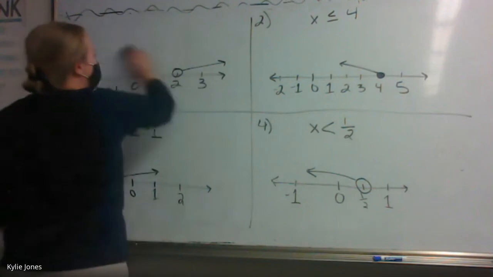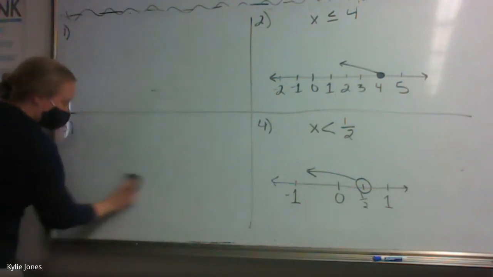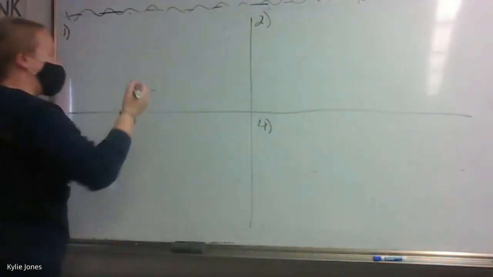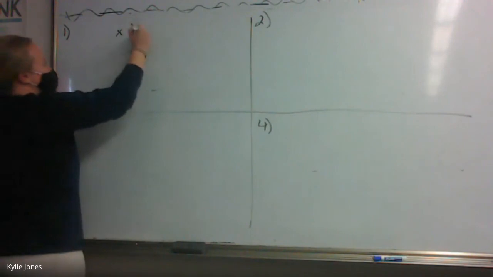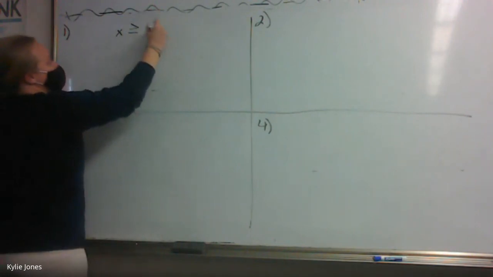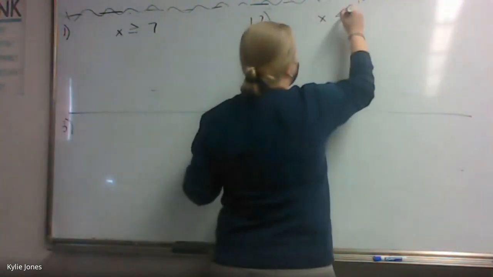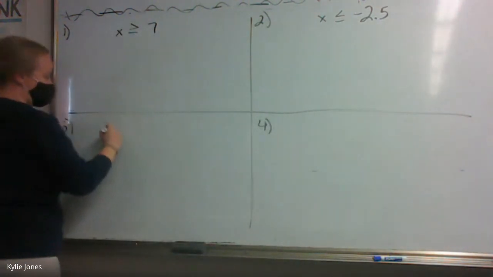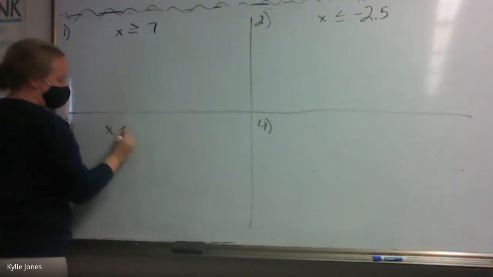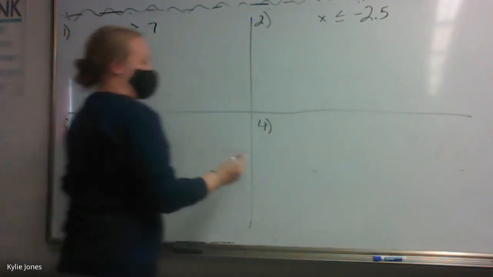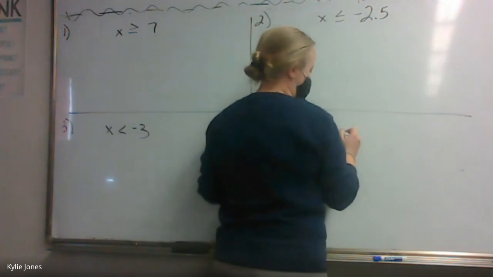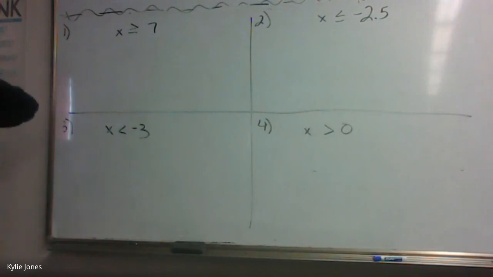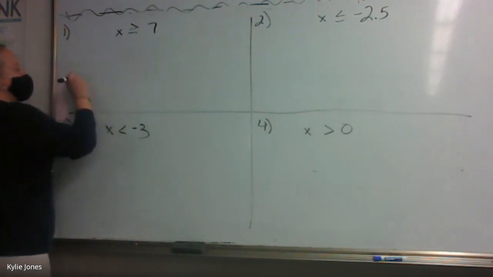Okay, let's do 4 more of these, because why not? I'm going to let you do all 4 this time. First one, x is greater than or equal to 7. X is less than or equal to negative 2.5. X is less than negative 3. X is greater than 0. Okay, that looks good. Go ahead and draw your graphs for those, please. Start with your number line. Put your numbers in the right spots.